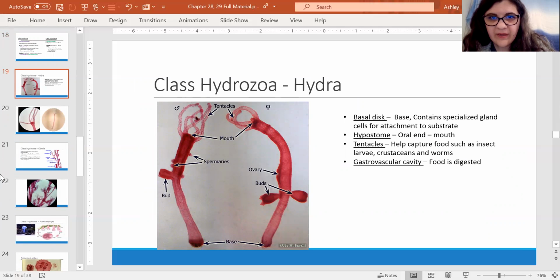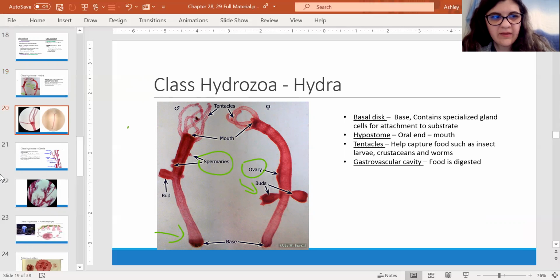The hydras are shown here. Hydras are polyp form, so they attach to substrate at the base. They have tentacles surrounding their mouth for feeding, and they're capable of both asexual and sexual reproduction, which are shown here: budding is the asexual, and then the sexual has the gametes, the ovary and spermaries here.